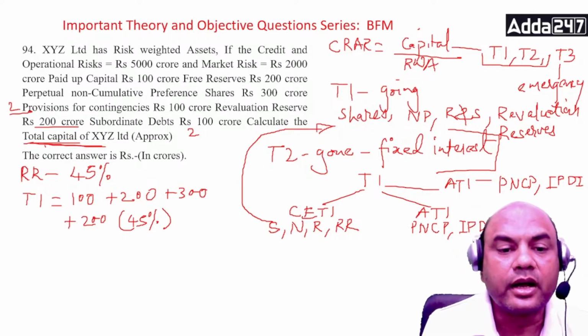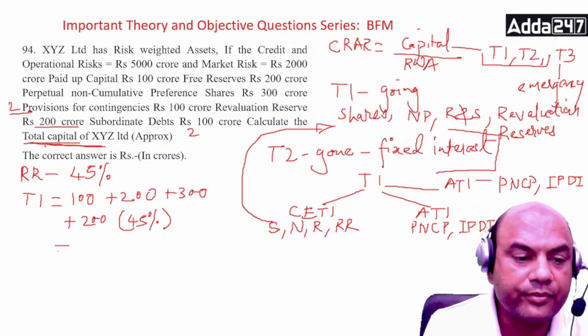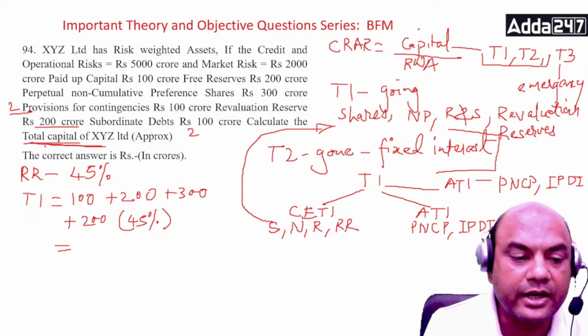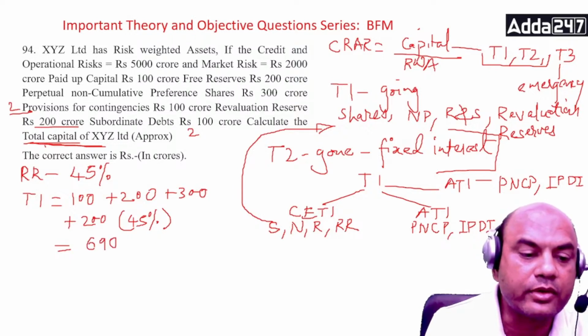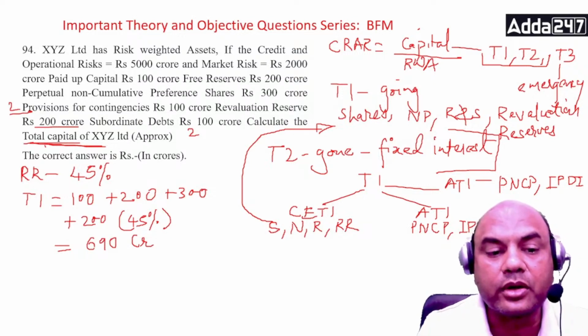T1 is 100 plus 200 plus 300 plus this 90, right? So 3 plus 3 is 6, 6 plus 290, 690. This is my T1 capital, 690 CR. Okay, what is my T2 now?